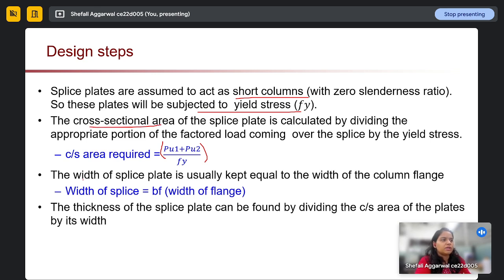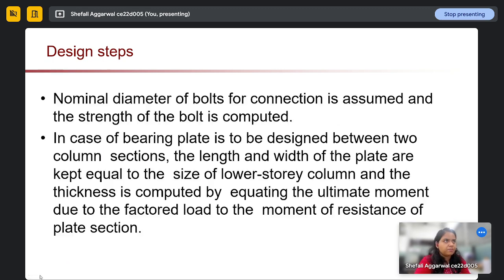Then we can calculate the width of our splice plate. Normally, the width of our splice plate will be similar to the width of our flange part. We will provide for the complete flange area. And the thickness of the splice plate can be found by dividing the area by its width. This is simple only.